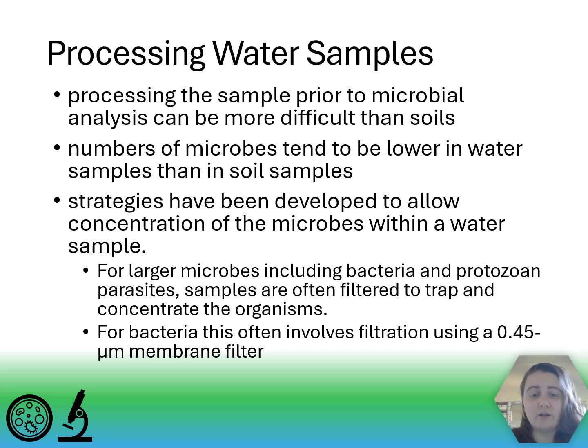So for things that are larger microbes, including bacteria, protozoa, parasites, samples are going to be filtered to trap those organisms on a specific type of filter pad. And for bacteria, we often use a filter that is 0.45 micrometers in size. That's an industry standard for a lot of these methods.